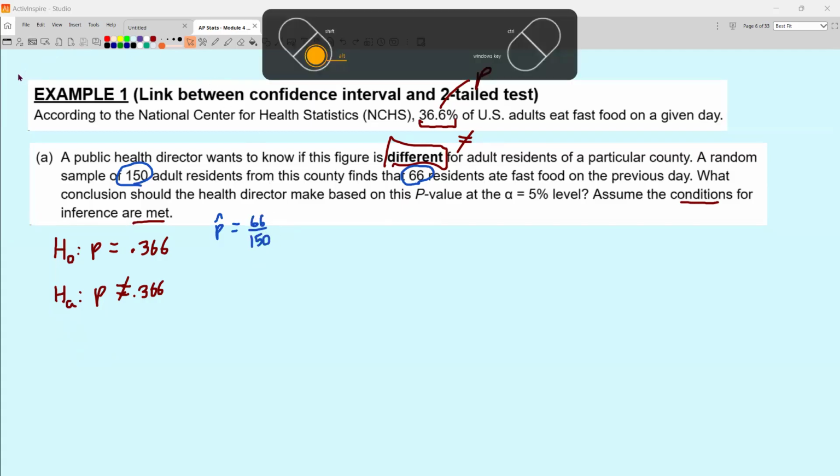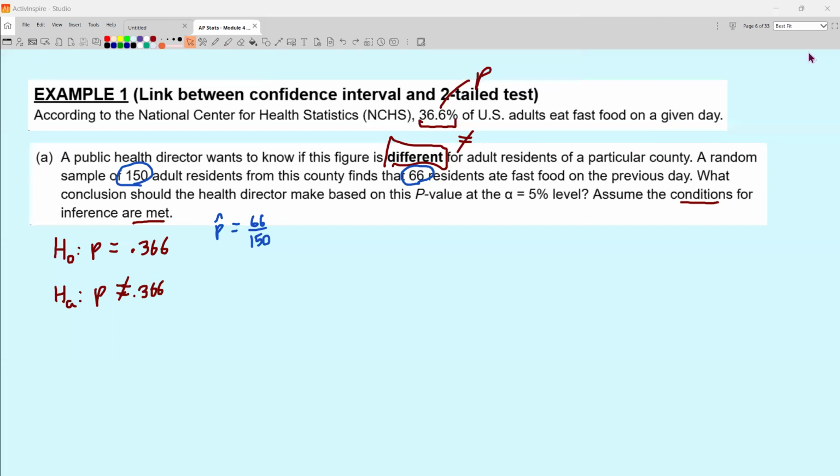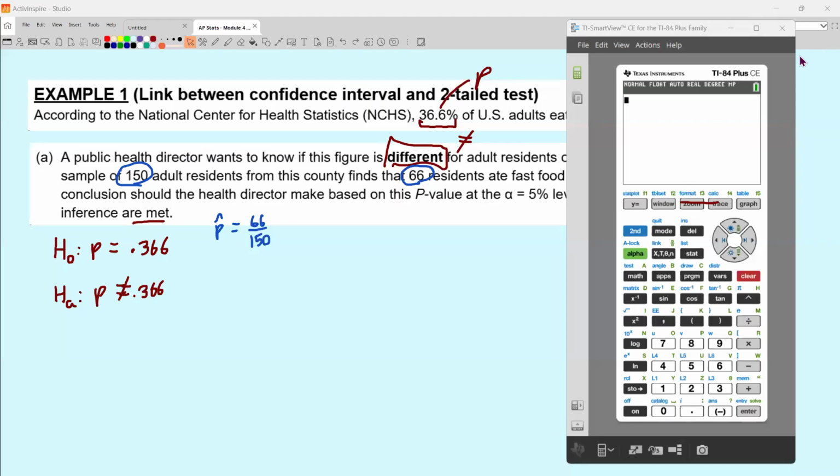Let's pull out our calculator and see what we can do. These are all the numbers that we have to work with. The first thing we're going to do is go into our stat menu, and this is going to be under the tests. This is the TI-84 calculator. If you have a different calculator, you want to make sure you know which test you're going to be doing in there. This is going to be a one proportion z-test, so we're going to do option 5. My null hypothesis is going to be the p0, and we'll type in 0.366. The x and the n is the sample. The x is the count, the 66 in this case, and the n will be the sample size, 150.